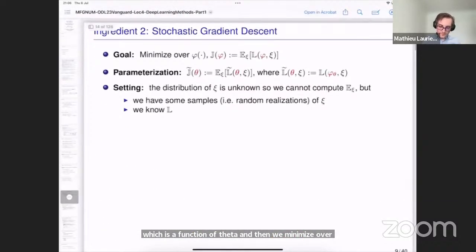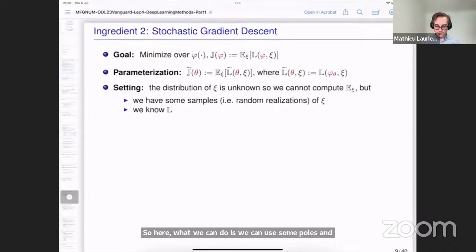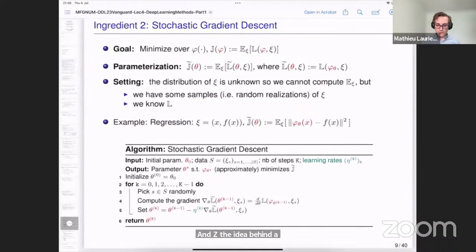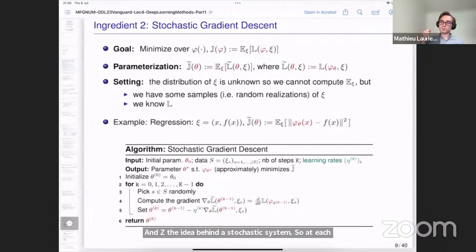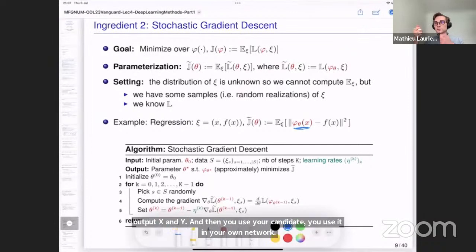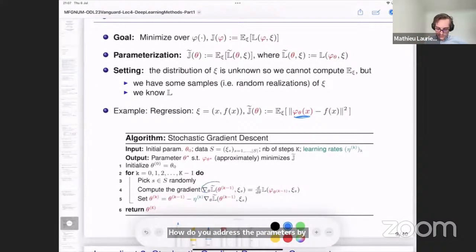So here, what we can do is use samples and approximate the expectation using samples. And that's the idea behind stochastic gradient descent. At each iteration, you pick a sample. For regression, you would pick a pair of input and output, x and y. Then you use your candidate, your neural network, and you see if it has the correct y on this x. If not, you adjust the parameters a bit. How do you adjust the parameters? By computing the gradient of the loss with respect to theta.